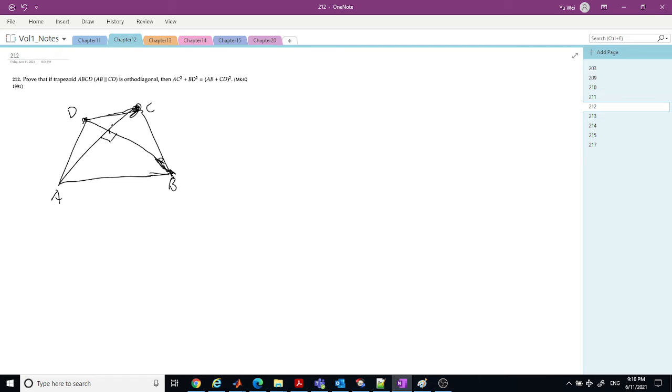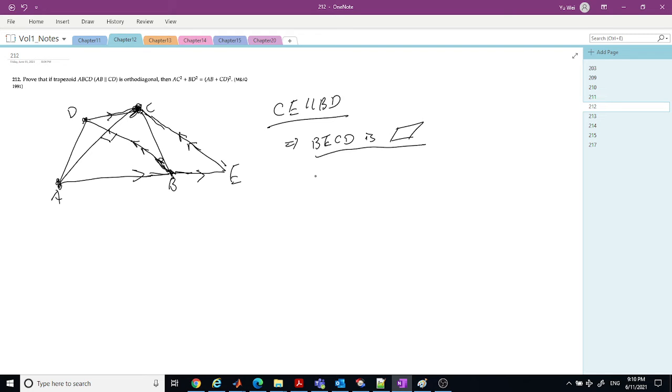But if we want to use the AC square and BD square, how about we extend the BD here, right? Make a parallelogram. Because this is already parallel to this, right? We extend this, then we draw CE parallel to BD. Then we can see BECD is a parallelogram, right? We know the CE is parallel and equal to BD, right?